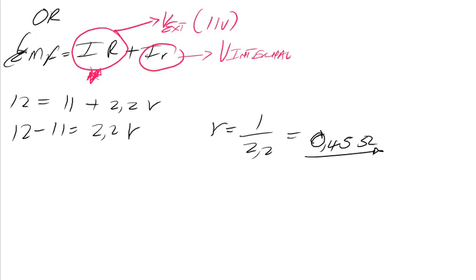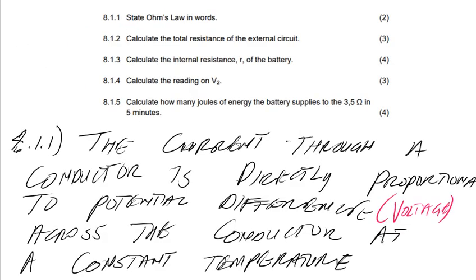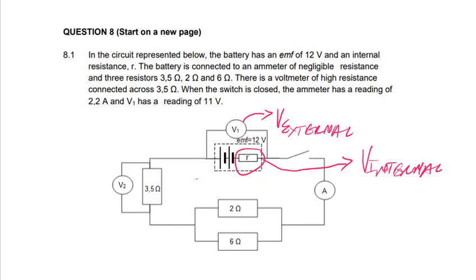Okay, so we move to the next question. The next question says calculate the reading on V2. So we need the voltage across this V2. In order for you to calculate V2, remember now we have got one resistor here. We don't have R parallel now. We have got RP equal to one resistor there, that 1.5 there.